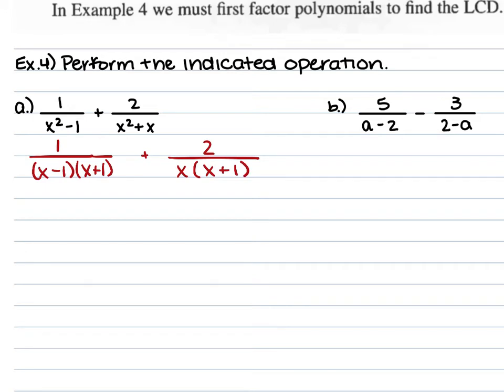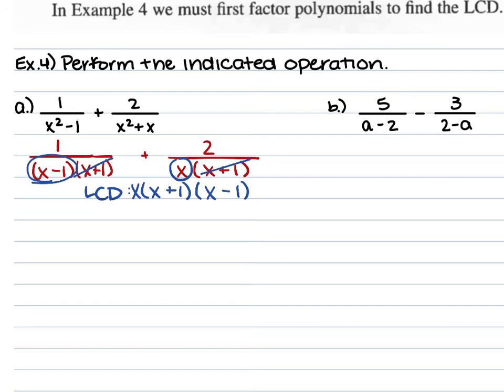So from here, identify your least common denominator. I have an x plus 1. I'm going to write that down. It's in both of those denominators. So I can get rid of those, and then whatever's left over, I'm going to write down also. So I have the x and also the x minus 1. So my least common denominator is x times x plus 1 times x minus 1.